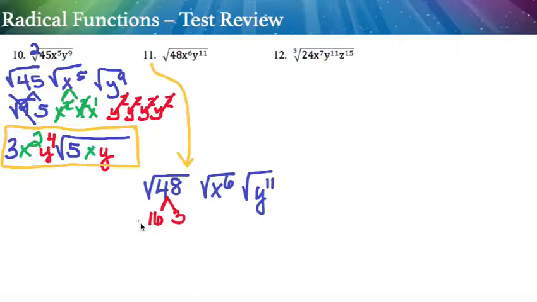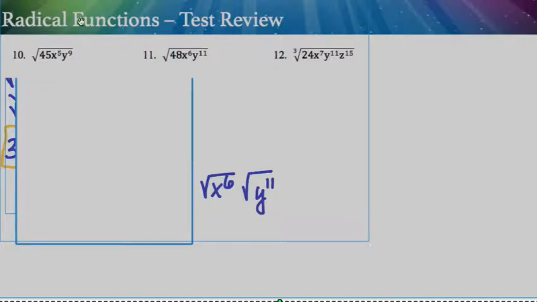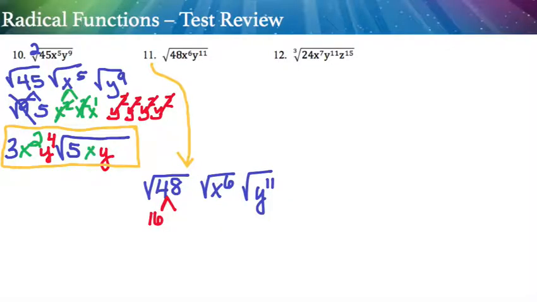So if I square root 16, and let me go back to my pen here. If I square root 16, I've got the square root of 16 is 4. That one comes out. And then the 3 has to stay on the inside because I can't square root 3. Now I go to my variables, okay?